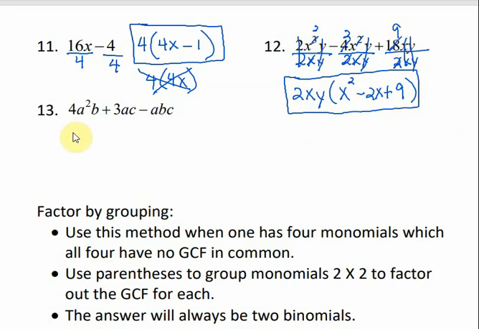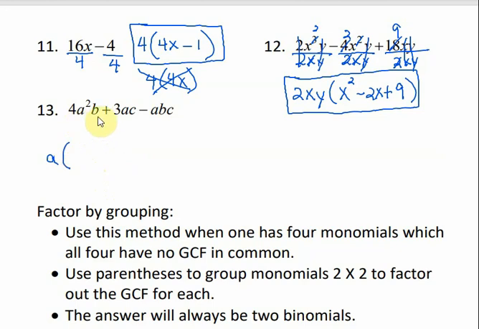All right, in number 13, for my number part, I have 4, 3, and negative 1. Okay, so the biggest thing they have in common as far as numbers go would just be 1. But let's not write that yet, because if I have a variable, I don't have to write the 1. Okay, so then let's look at A's. Do they all have A's? Yeah, they all have an A. Do they all have B's? Nope, this term doesn't have a B. Do they all have C's? Nope, this one doesn't have a C. So A is the only thing they have in common.